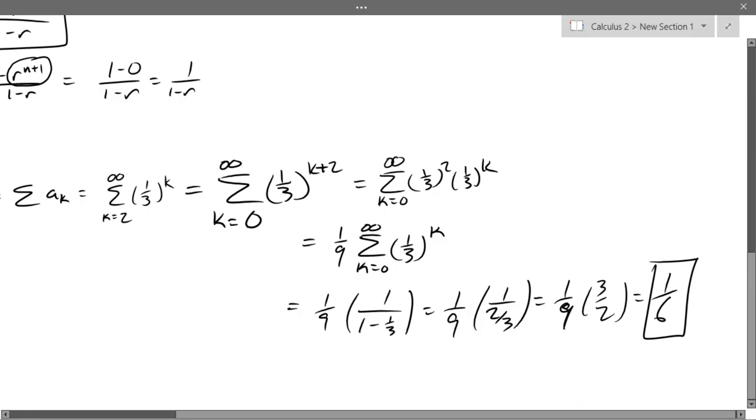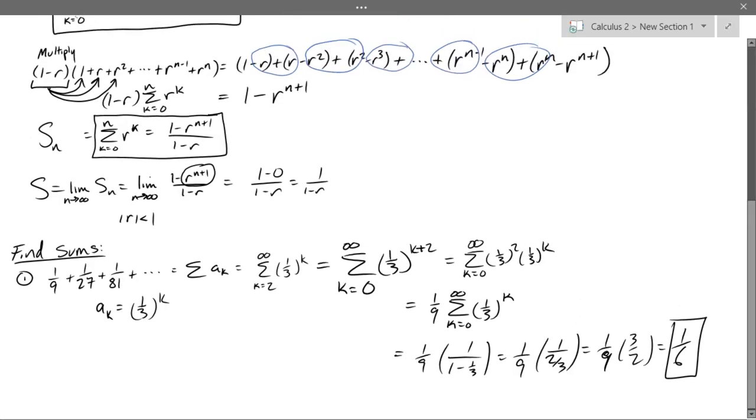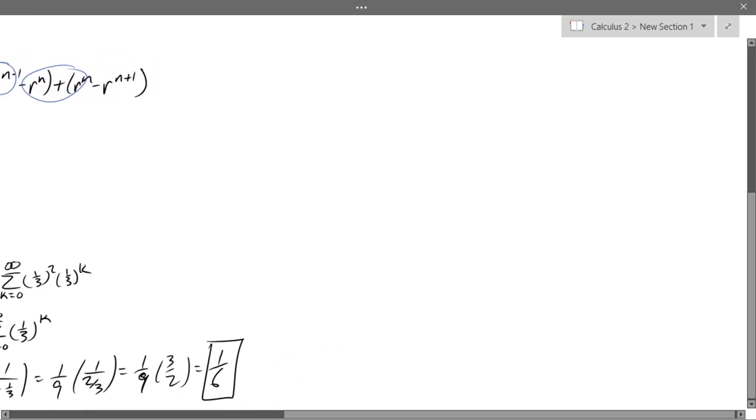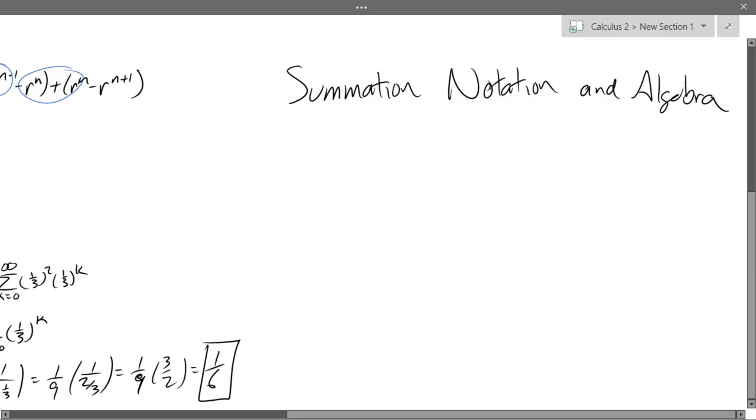And that is our infinite sum of this geometric series. So we added up an infinite number of numbers, and using this cool cancellation property plus a limit, we're able to add up an infinite number of numbers and get 1/6. Right now you should be thinking, neat. Some of you are probably worried about some of the algebra that I just did, so let's talk about some algebra on summation notation. This is all algebra you've done many times before.